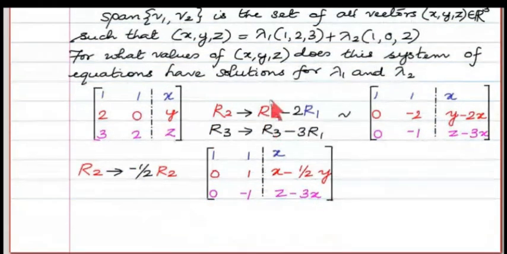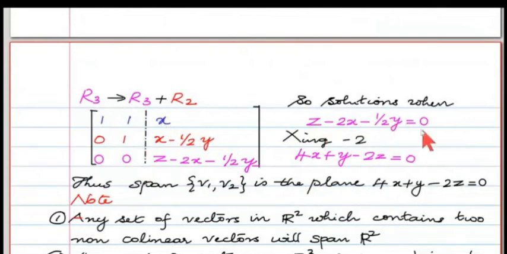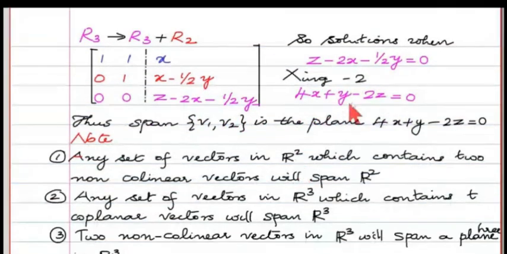So finally, after 3 operations, we will get a row reduced form like this. After applying R3 as R3 plus R2, we will get this. So the solution is when this becomes 0: z minus 2x minus 1/2 y equal to 0. Multiplying by minus 2, we get 4x plus y minus 2z equal to 0. Thus, span of v1, v2 is the plane 4x plus y minus 2z equal to 0.